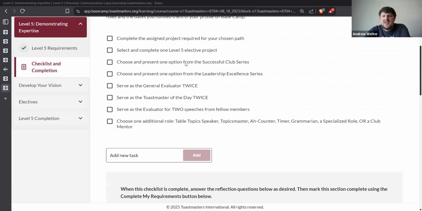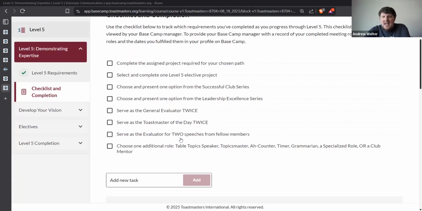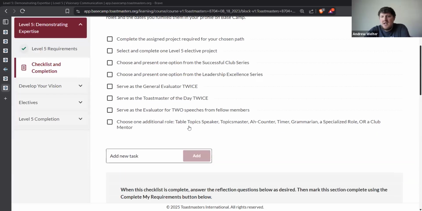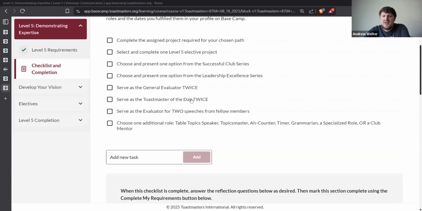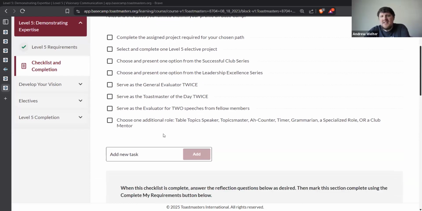But then that's the checklist for your level 5. The key thing is having to do the GE, Toastmaster, and Evaluator twice, as well as the additional role. All the others are their own check marks. Again, you can add the new tasks.